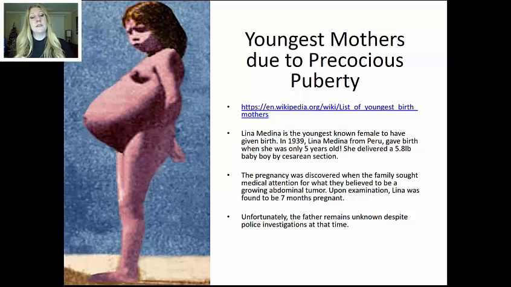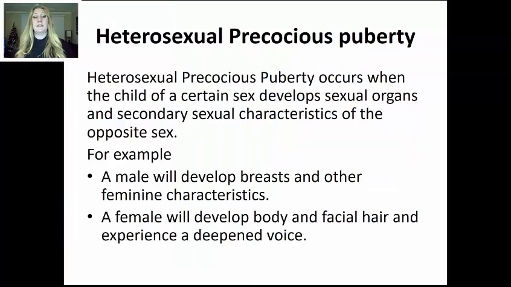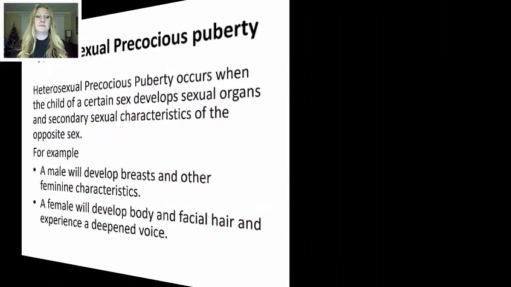There is also heterosexual precocious puberty, which is very interesting. In these cases, the early onset of puberty still happens at a very early age, but in this case, we see that the development is into a person of the opposite sex. For example, we'll see a male develop breasts and other feminine characteristics, or a female can develop body and facial hair and experience a deepened voice.